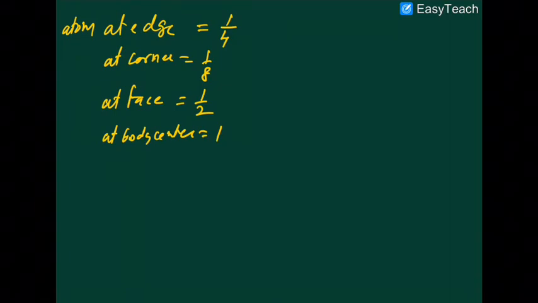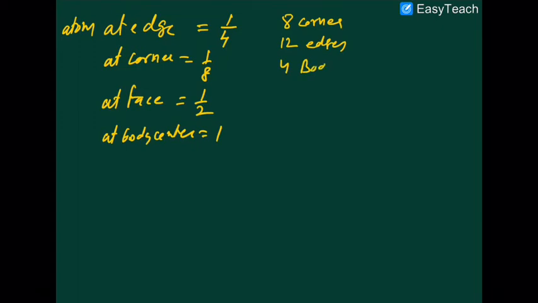Okay, so 8 corners are there, 12 edges are there, 4 body diagonals are there, 12 face diagonals are there. Are you sure? So this must be known to you.